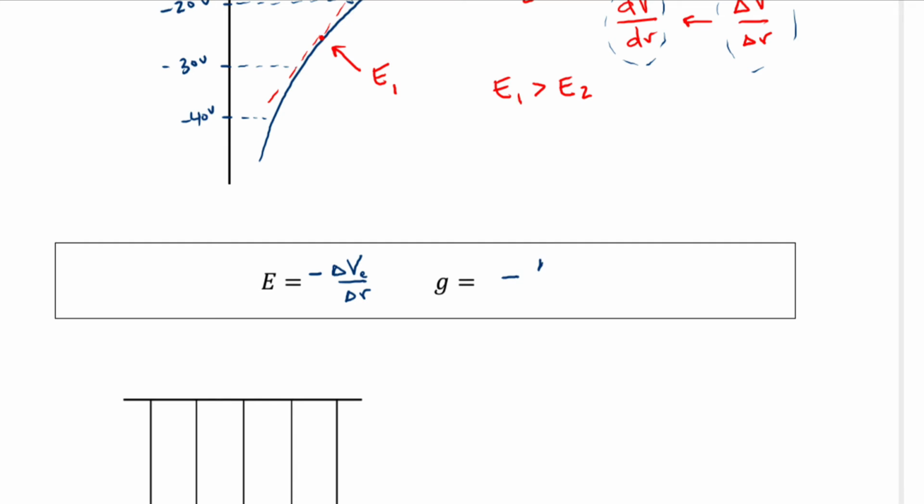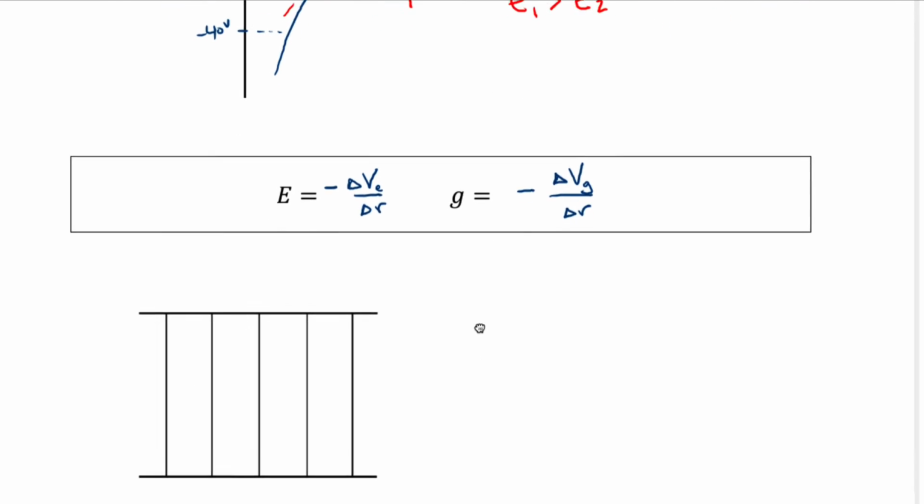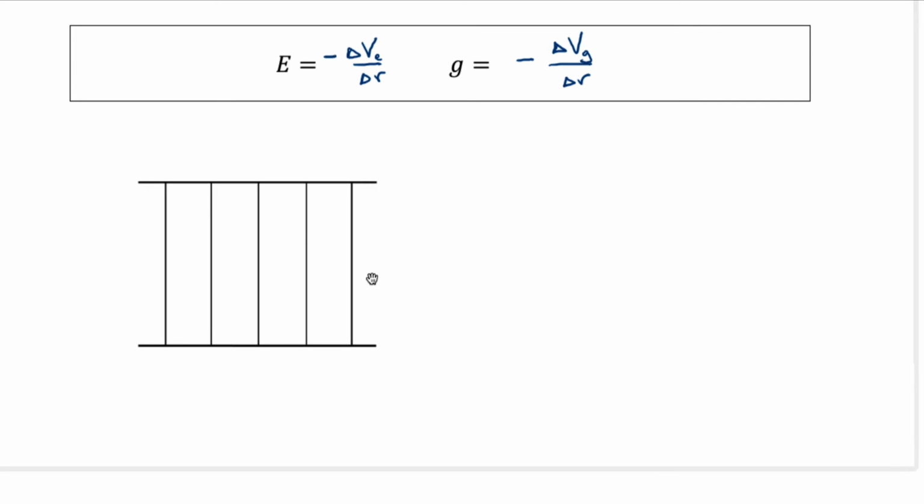Similarly, for the gravitational situation, it's the slope of the potential versus distance graph for the gravitational situation. So these are just ways of saying in formulas that the field strength is given by the magnitude of the potential gradient. The potential gradient being these slopes above that we saw on the V versus R graph. Now let's use that formula to look at a special case, that of a parallel plate capacitor.